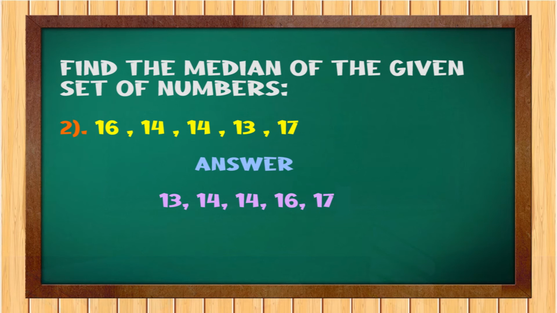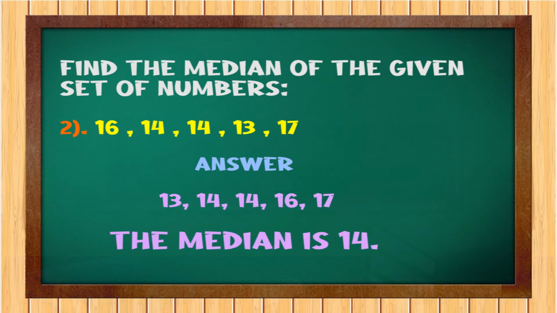Do you have that? Okay. Now in this set of numbers, we have 5 values. So which number falls in the middle? We have 14 in the middle because we will have 13 and then 14, and from the other end, we have 17 and 16. So you have 2 on the left and 2 on the right with 14 in the middle. Are you seeing that? So from this odd set of numbers, the middle value is 14. So the median is 14.